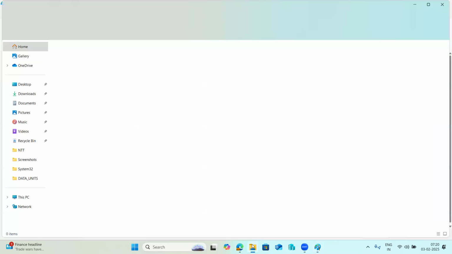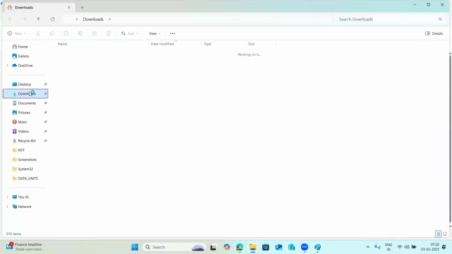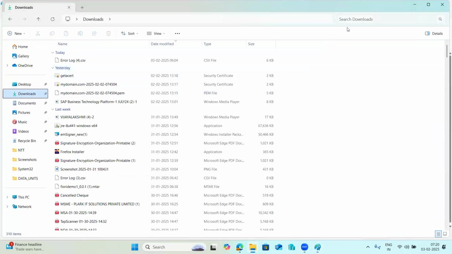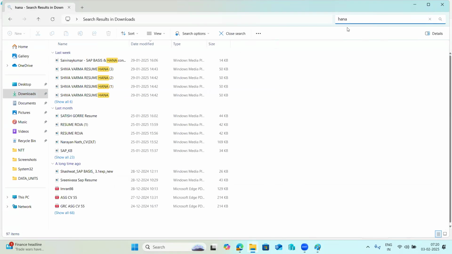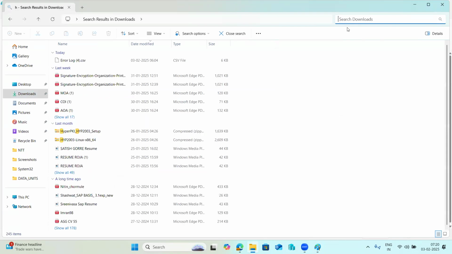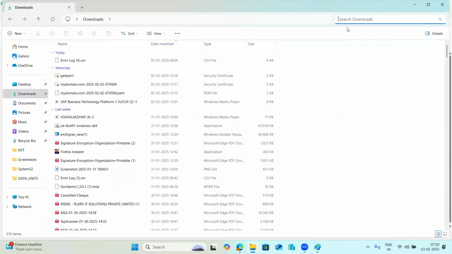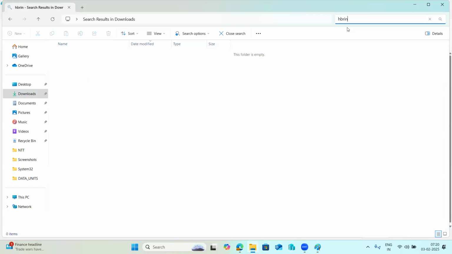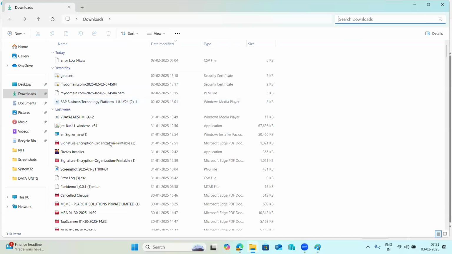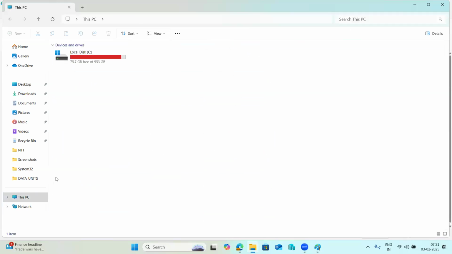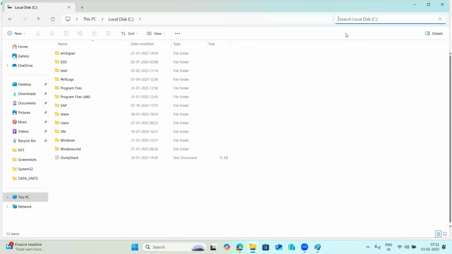Suppose for example, if you see here in your C drive, you have the downloads. If you search here, it will take some fraction of seconds to grab the data and search it out, right? Suppose if you go to This PC, I need something in the C drive, called HANA.